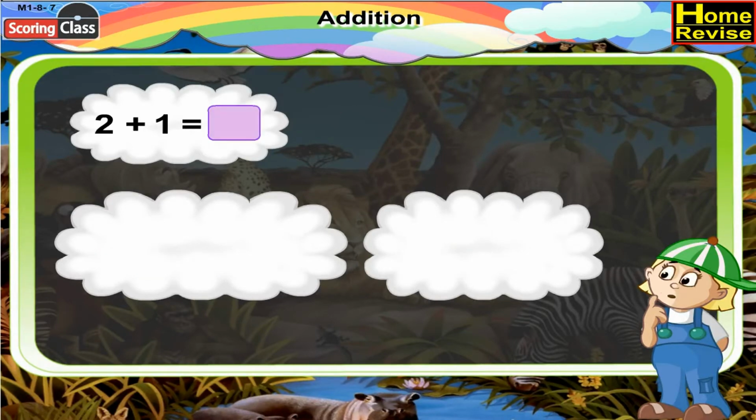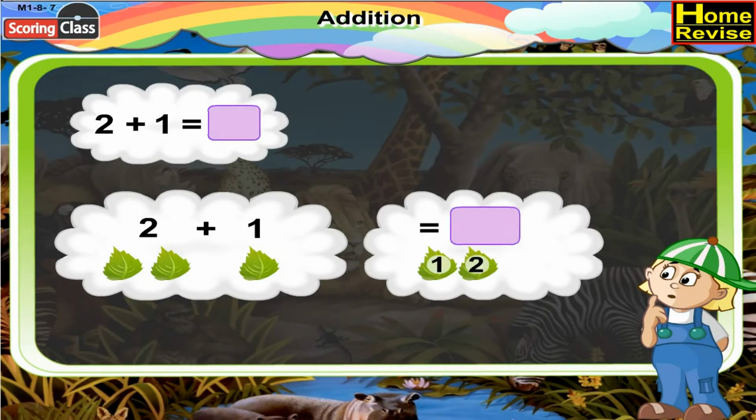Two plus 1 is equal to dash. Now here there are 2 leaves. If one more leaf is added to it, that would be 2, 3. 3 leaves in all. So 2 plus 1 is equal to 3.